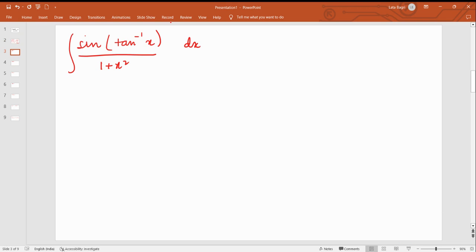Similar to this, let's look at this sum: sin of tan inverse x over 1 plus x squared. As I told you, you need to be really thorough with the trigonometric formulas. This is a very easy sum. It had come in previous years. So you already know this one thing, that the derivative of tan inverse x is 1 by 1 plus x squared. We know this. So what I'm going to do is use this formula only to solve this sum.